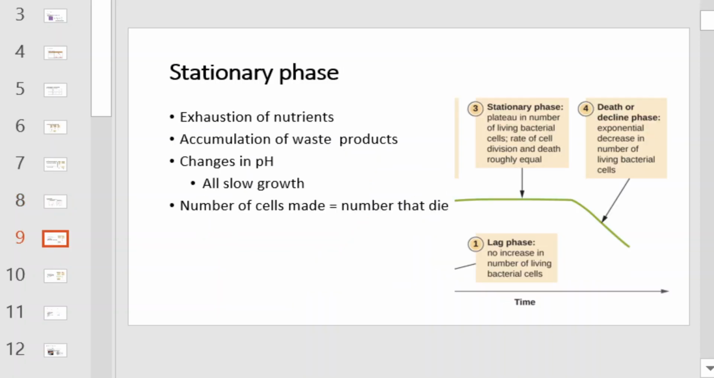The stationary phase, as mentioned before, is a phase where nutrients begin to become exhausted. Waste products begin to accumulate. pH may also be changing in the medium the organisms are growing in. All things considered, the environment is not as supportive as it once was, and the population reaches a point where the number of cells made is roughly equal to the number of cells that are dying. I described this a moment ago as carrying capacity from an ecological standpoint.